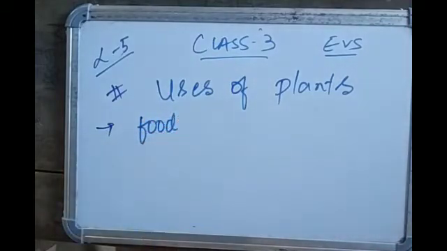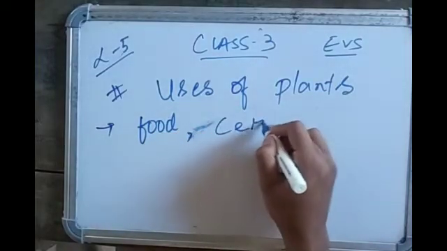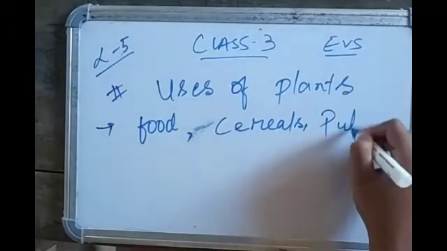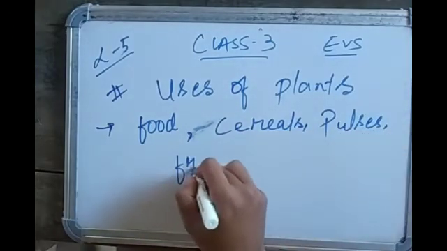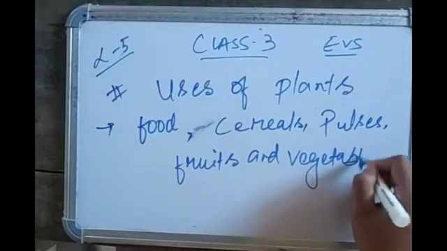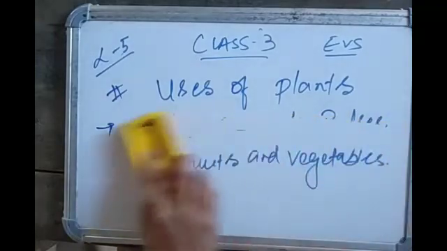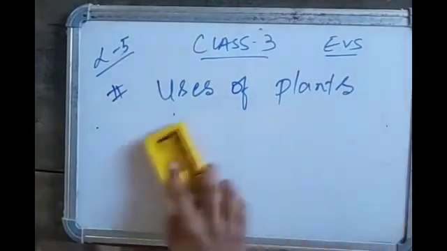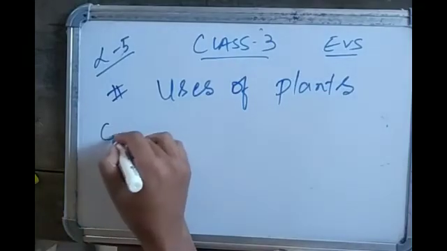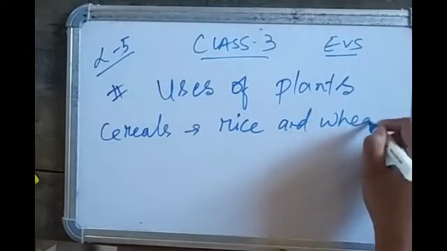We get food from plants, for example cereals, pulses, fruits, vegetables. Plants also provide food to animals, not only to us. When you look at your textbook, you will find some examples of cereals like rice and wheat. They are obtained from plants.